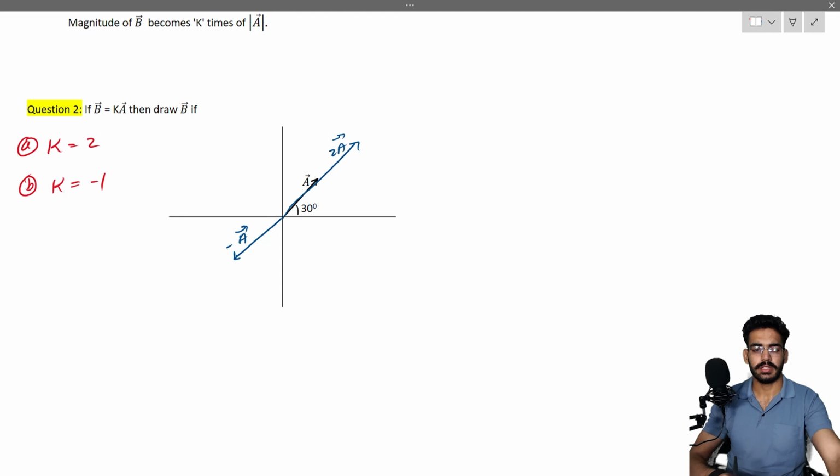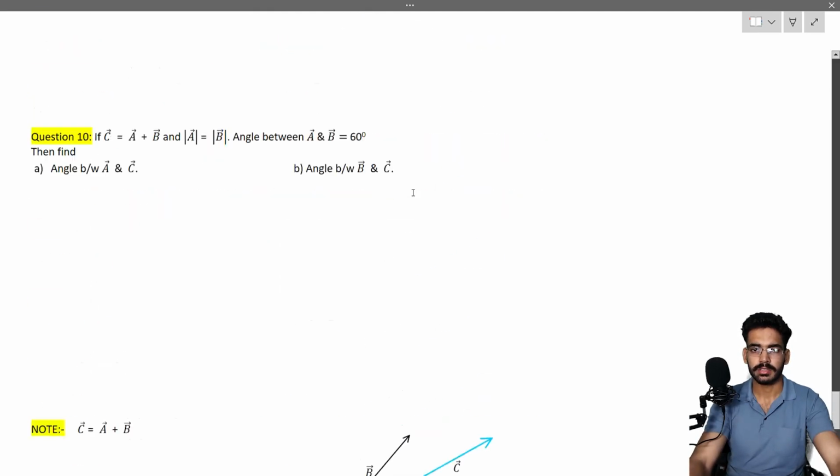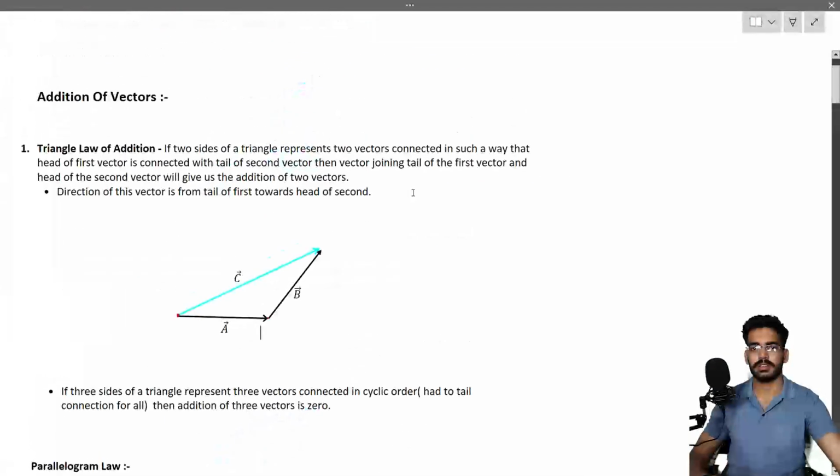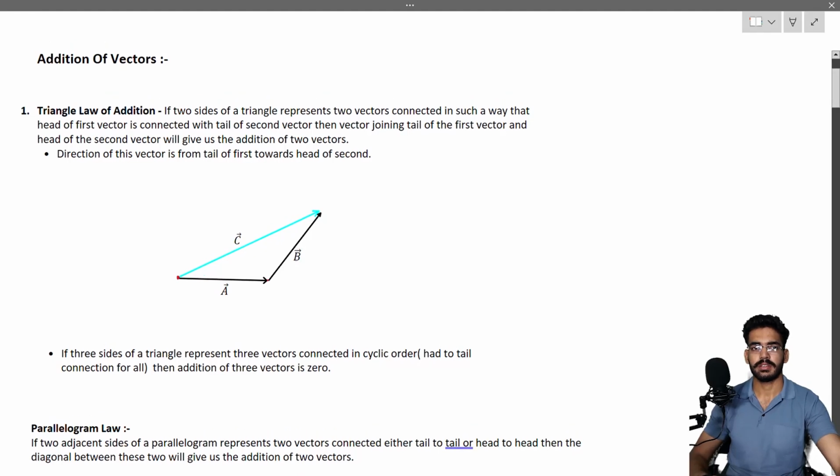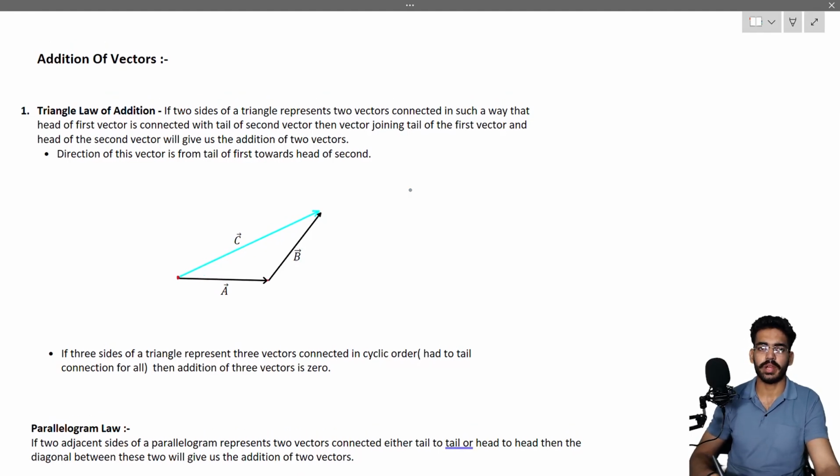Now the next part is the addition of vectors: how to add two vectors. First we have the triangular law of addition. The triangular law of addition says that if you have two vectors represented by the sides of a triangle, connected head to tail, then the third side of the triangle denotes the sum of those two vectors. In this case, a vector plus b vector equals c vector.